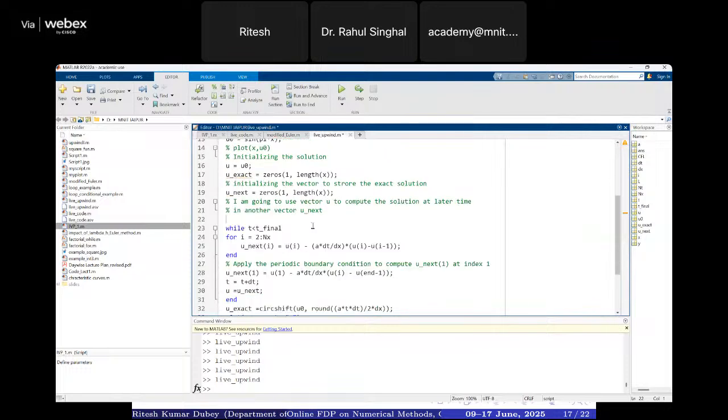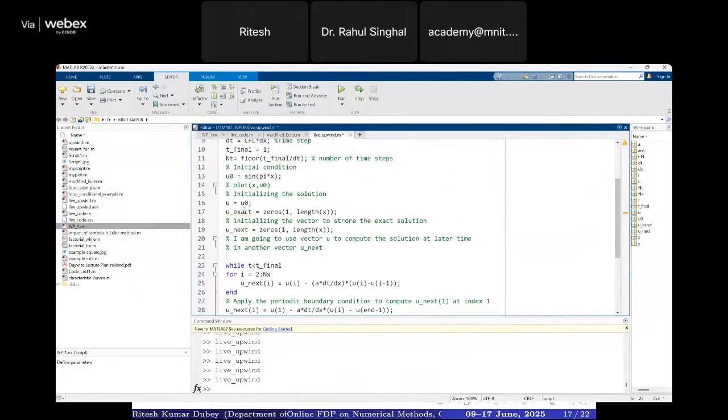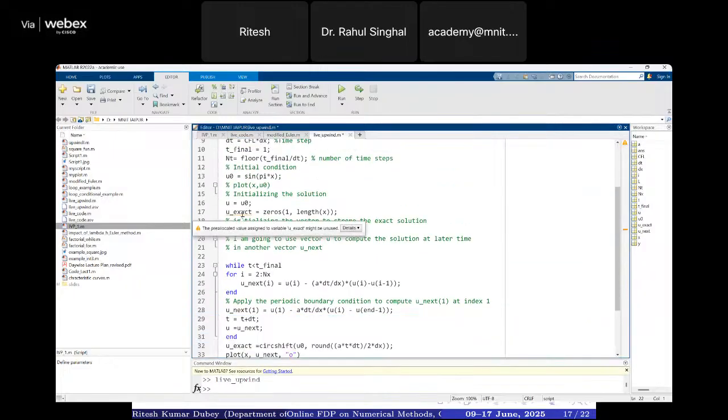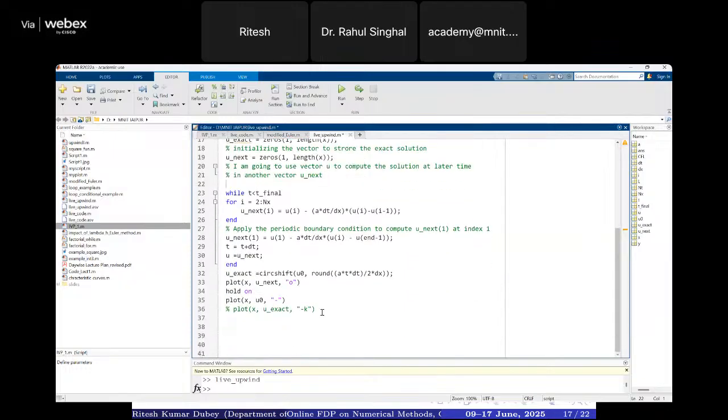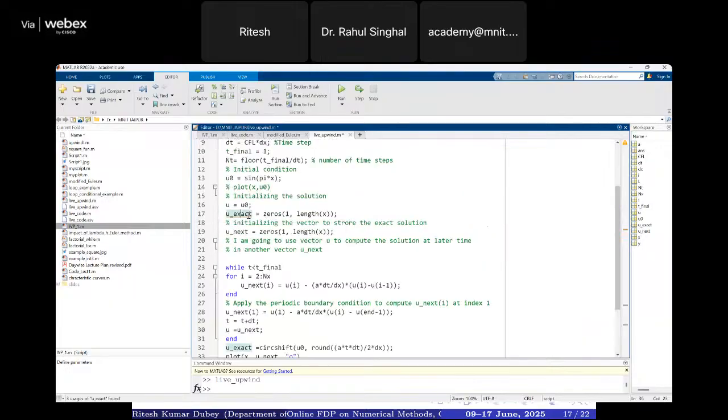And since we are not using u_exact in the plotting, it is highlighting that this is not being used. If you put the cursor here, it says might be unused. Because we are not plotting the exact solution, it is showing. If I uncommented it, it will go. Oh, we are using it here. It should not be used here. Yes.